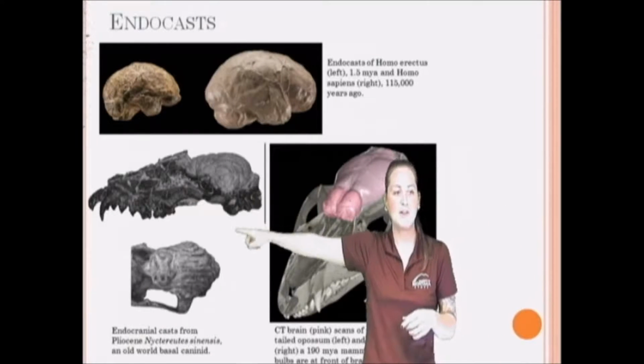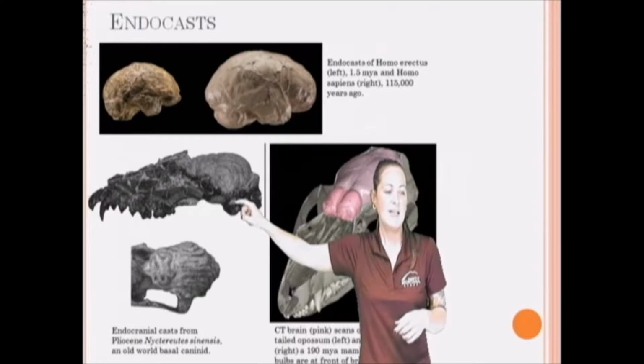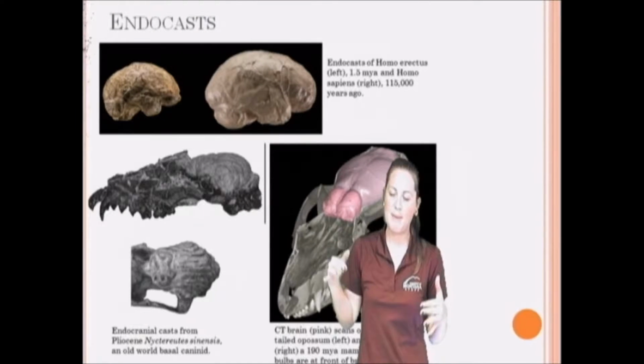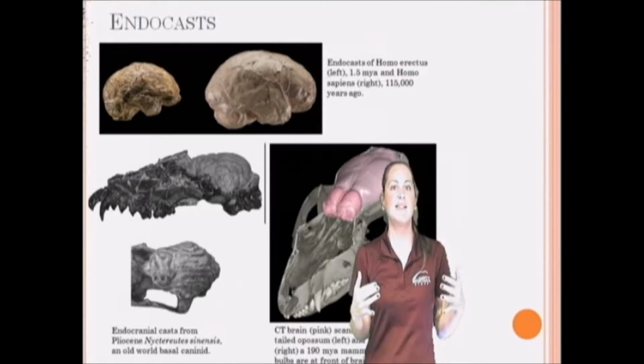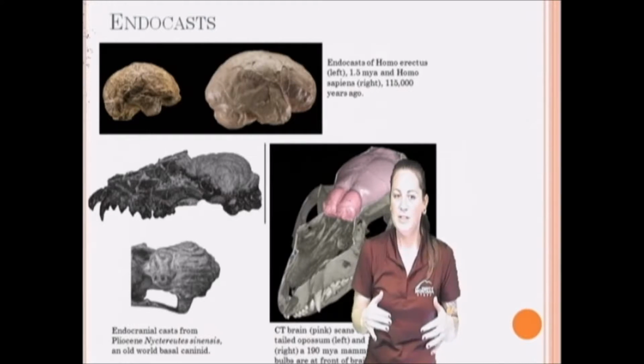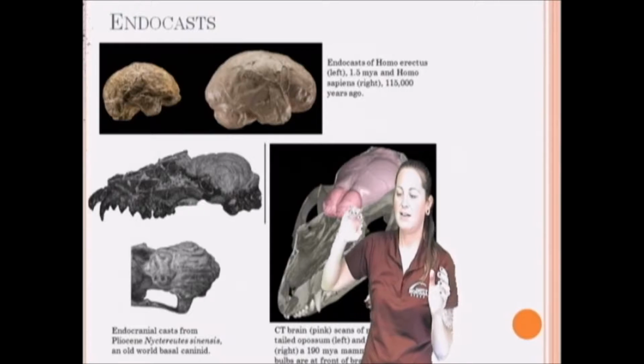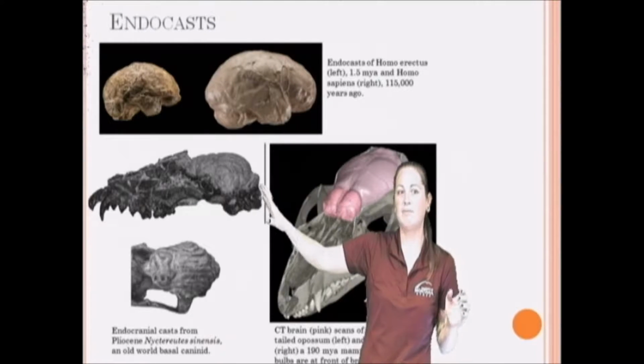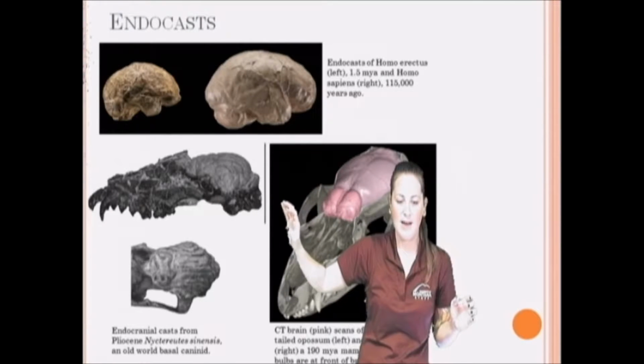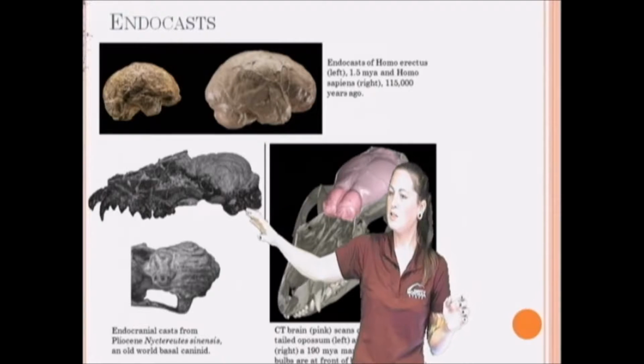I have a natural endocast over here. This is from an Old World basal canid. So what that means is a very, very old dog at the base of the dog family tree that lived in Eurasia. About, let's see, how old is this guy? Anywhere from 5 to 2 million years old.